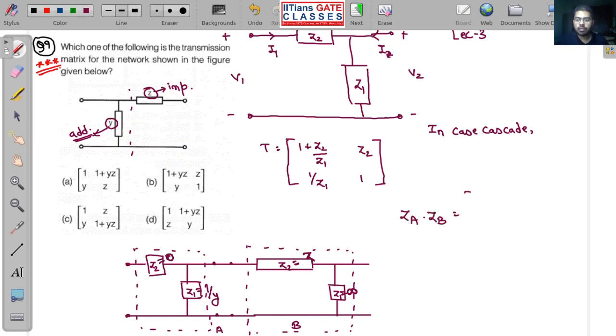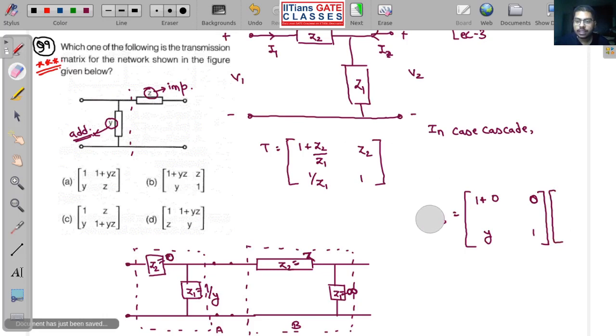So that will be equal to multiplication of T parameters of this network A. So T parameter of network A is what? 1 plus Z2 by Z1. So Z2 is 0, so this will be 0 into Z2, so again 0. What is 1 by Z1? It will be equal to Y, so 1 divided by 1 by Y, that will be Y. And this is 1. I denoted it as ZA, ZB, it should be TA, TB, sorry, because I am writing the T matrix.